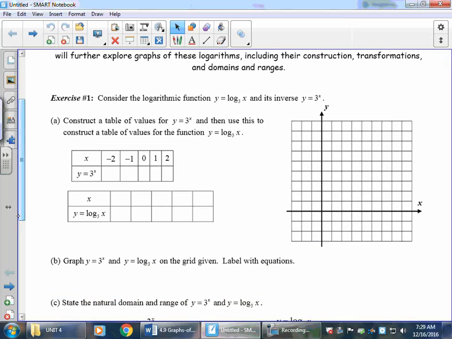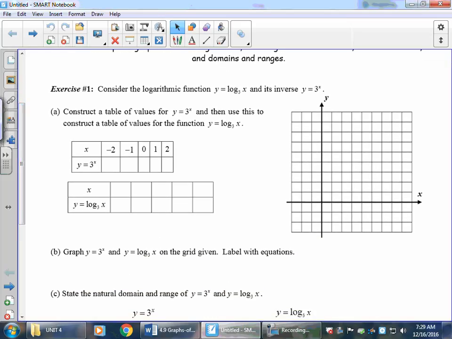So taking a look at example 1, exercise 1, consider the logarithmic function y equals log base 3 of x and its inverse y equals 3 to the x. Construct a table of values for y equals 3 to the x and then use this to construct a table of values for the function y equals log base 3 of x. So why don't you pause the video and do that, because you don't really need a calculator to do this. All right, so pause the video and then we'll double check the answers.